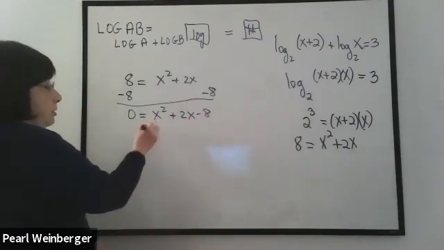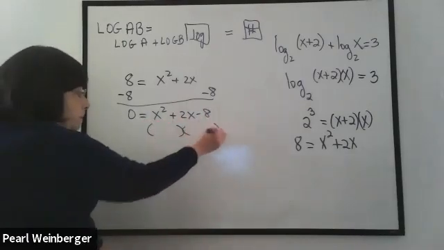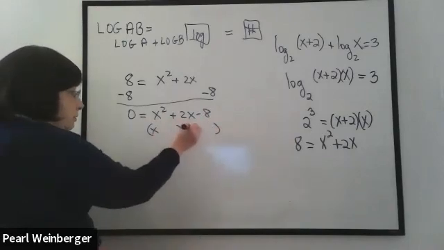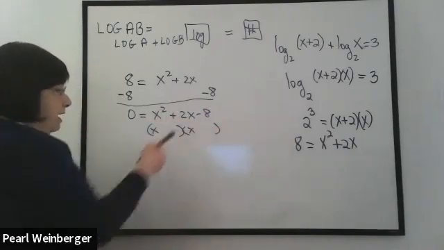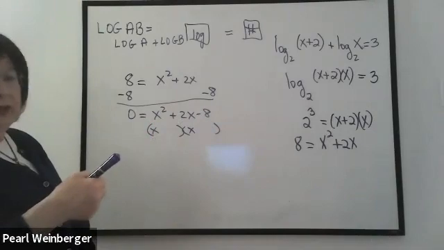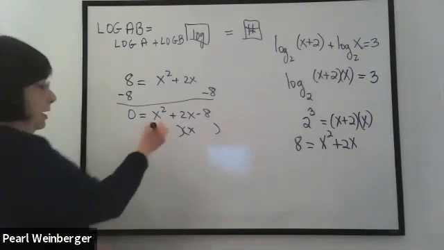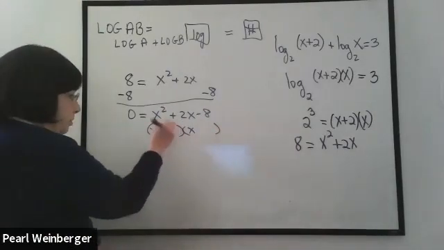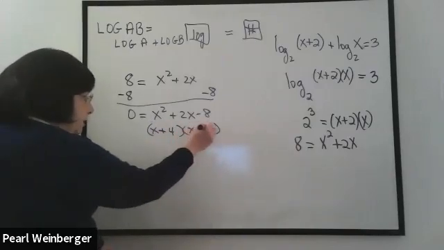And this actually does factor: x and x. What multiplies to 8 and subtracts to 2 is 4 and 2. And it's going to have to be a positive 4. The larger number is going to be positive, and a negative 2.